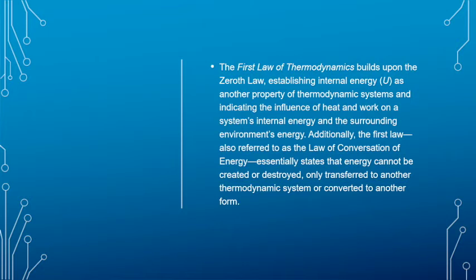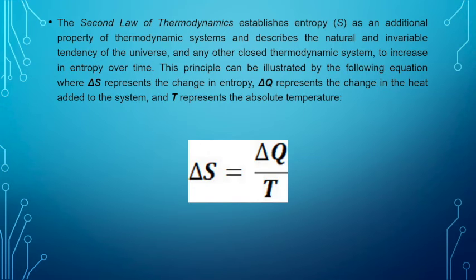Additionally, the first law, also referred to as the law of conservation of energy, essentially states that energy cannot be created or destroyed, only transferred to another thermodynamic system or converted to another form. The second law of thermodynamics established entropy as an additional property of a thermodynamic system and described the natural and invariable tendency of the universe and any other closed thermodynamic system to increase in entropy over time.